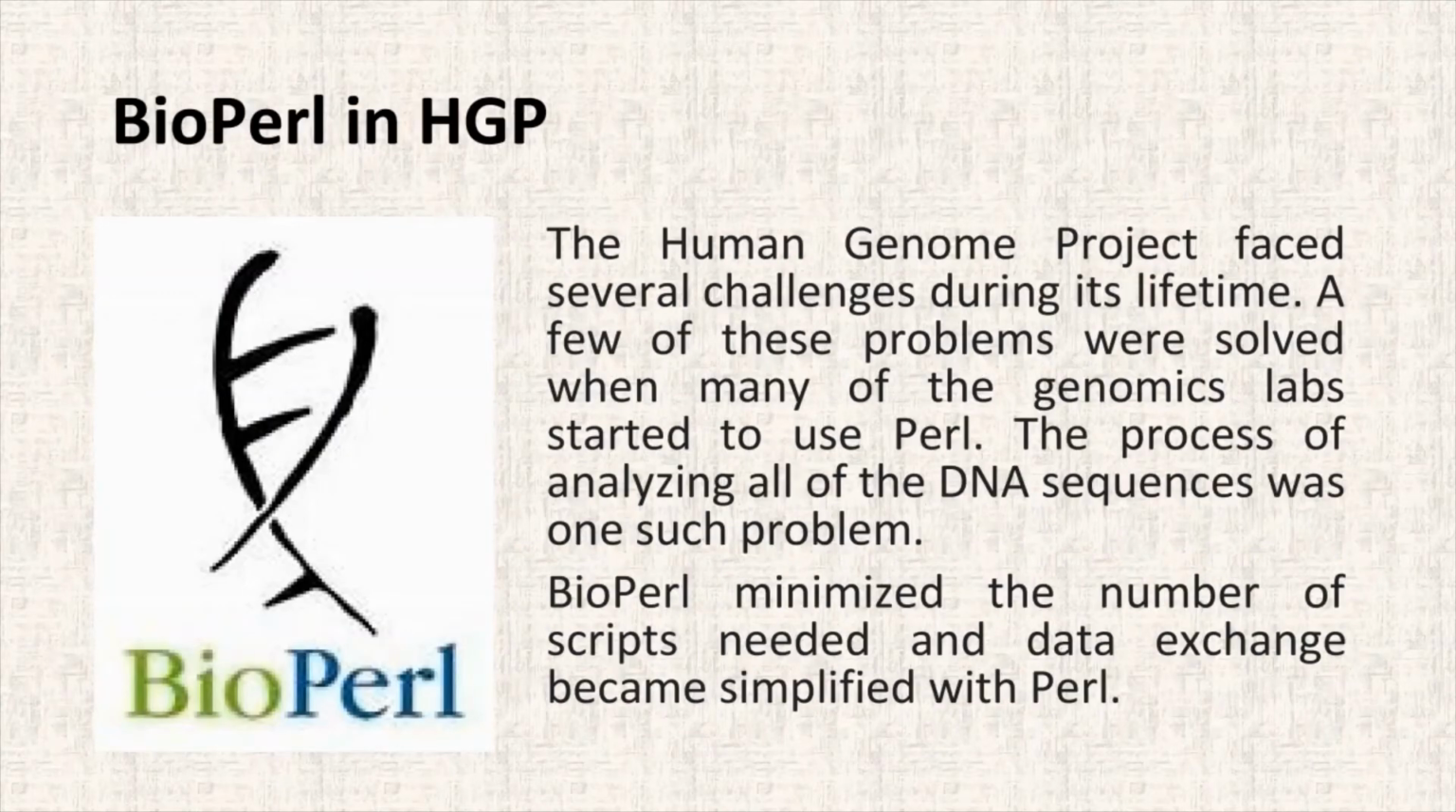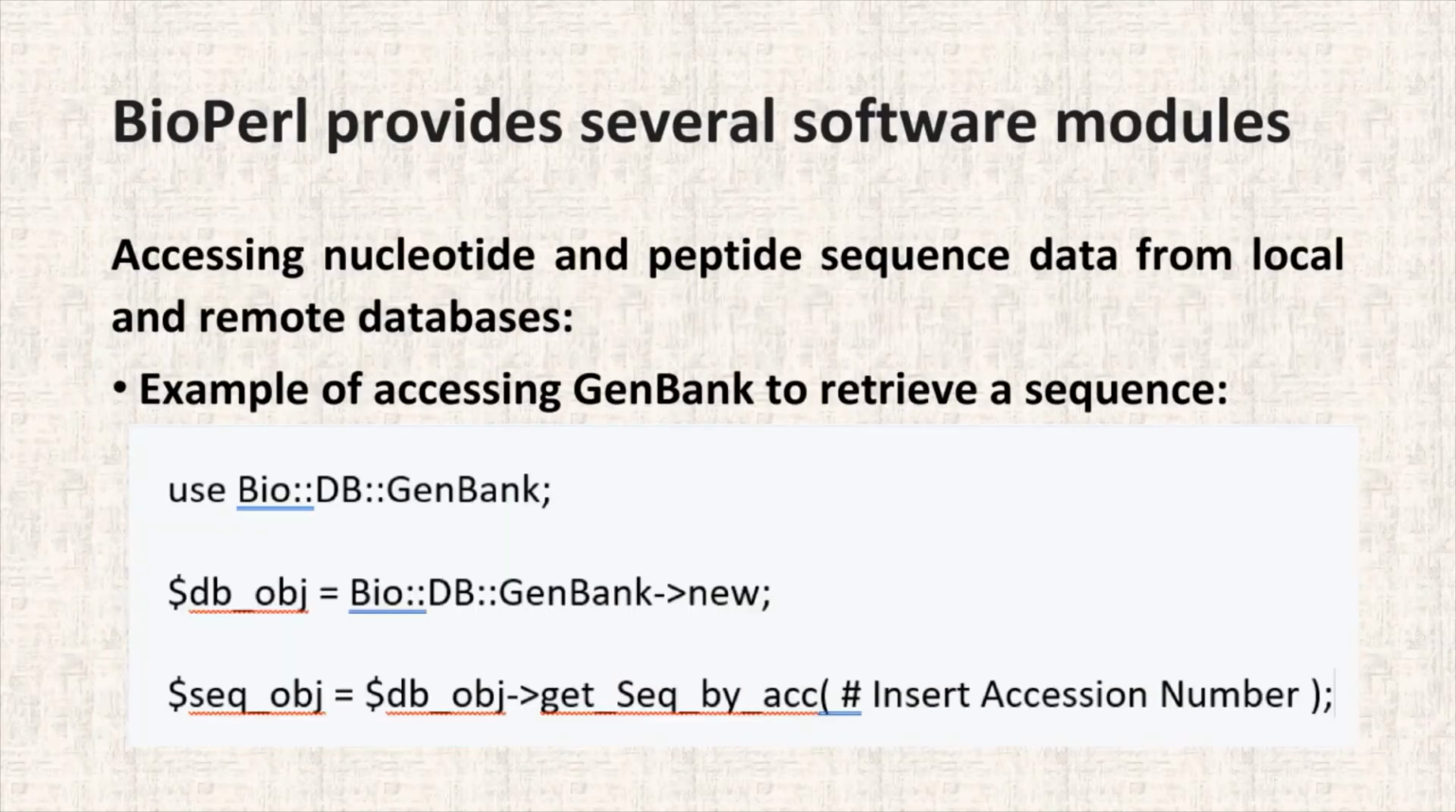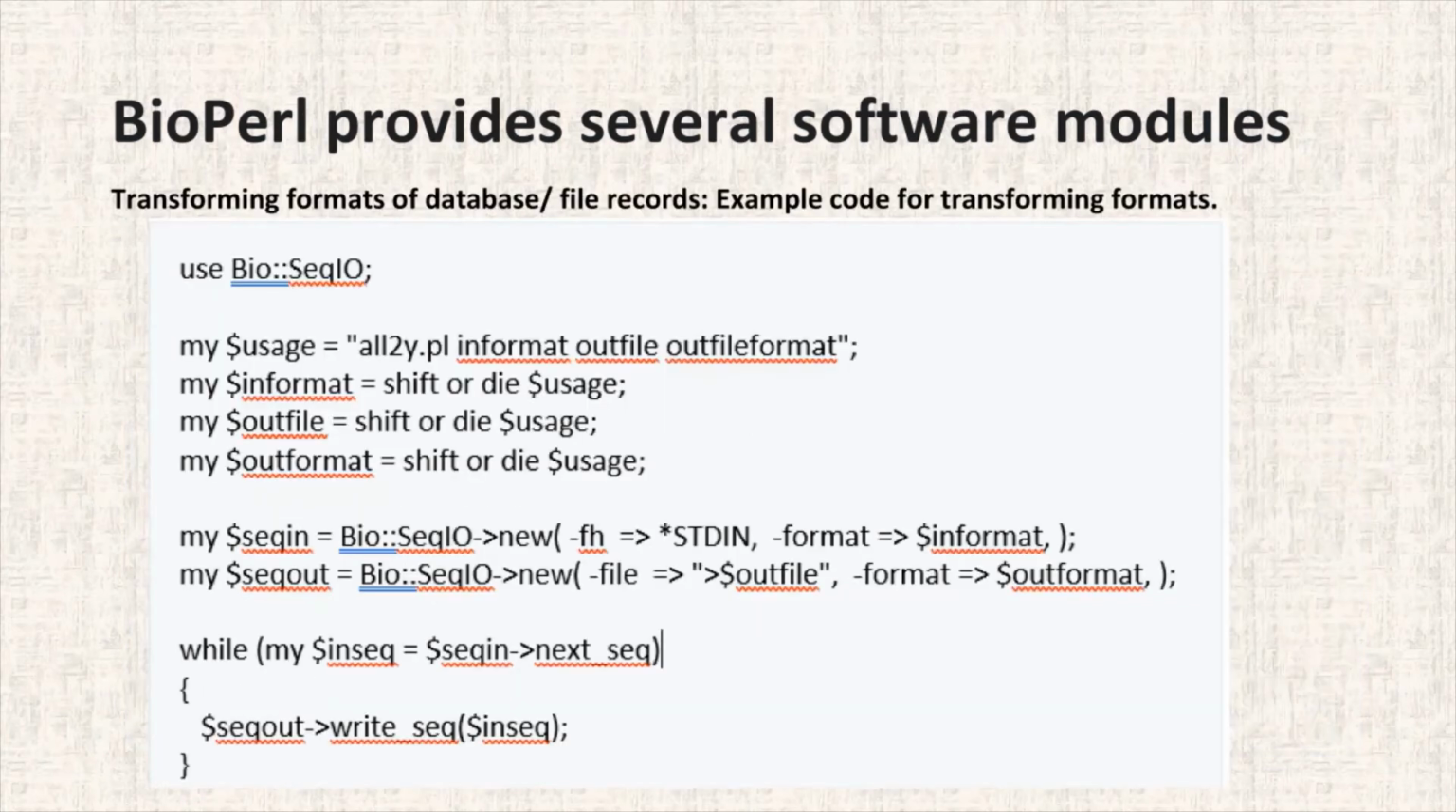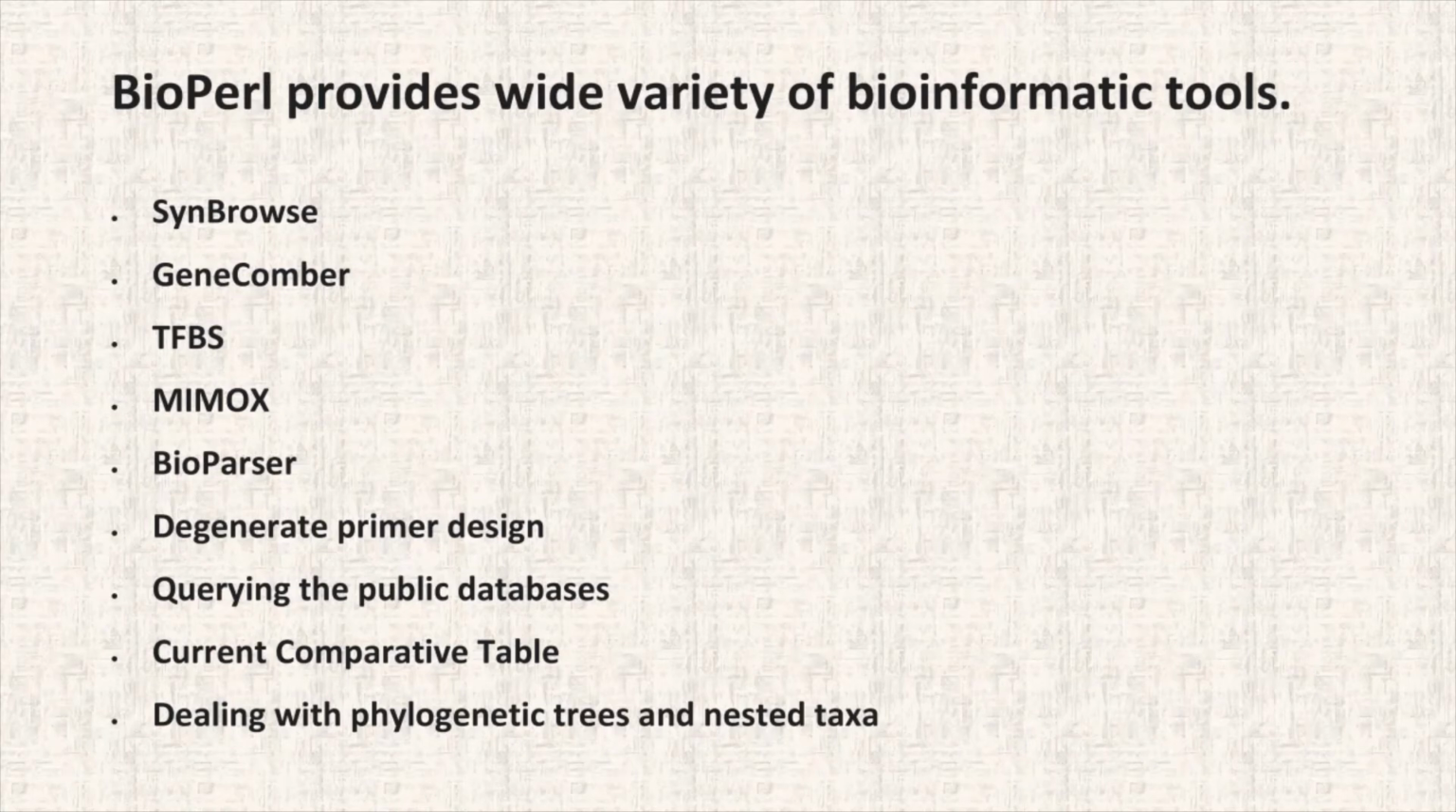BioPerl is the first language that was used in bioinformatics. It was used first when Fred Sanger was doing sequencing work in his center. When Sanger was doing human genome sequencing work in his center, he first used BioPerl. BioPerl also was used in the Human Genome Project when it started in 1990. So BioPerl is the first language that was widely used in bioinformatics.